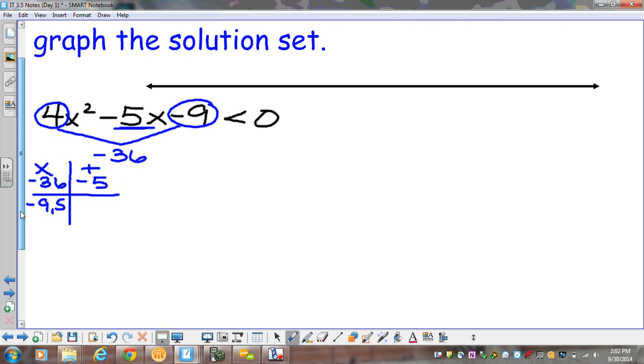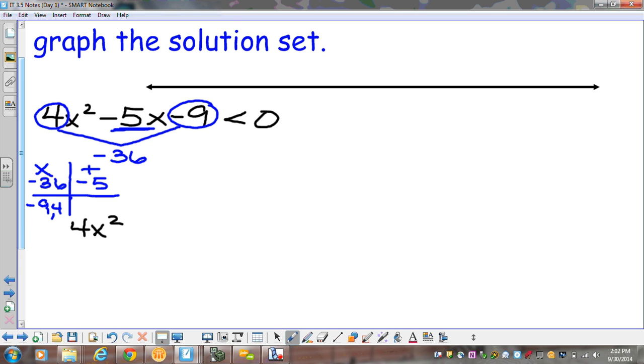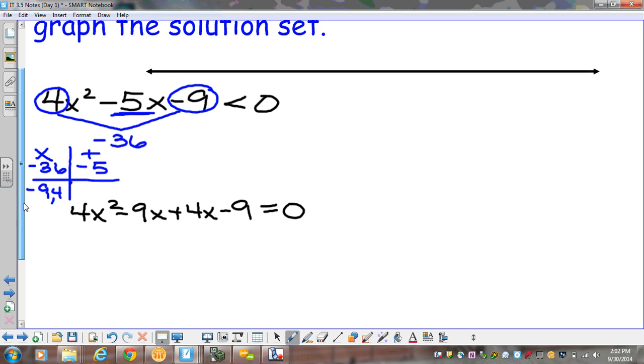All right? So yeah, it's negative 9 and 4. Yeah, you're right. Negative 9 and positive 4. So, guys, I'm going to rewrite negative 5x using negative 9x and positive 4x. So when I rewrite that, we're going to have 4x squared minus 9x plus 4x minus 9. Now, if you want to put the 4x first and then the negative 9x, that's wonderful. You can do that. That works. All right, so I just kept it like that.